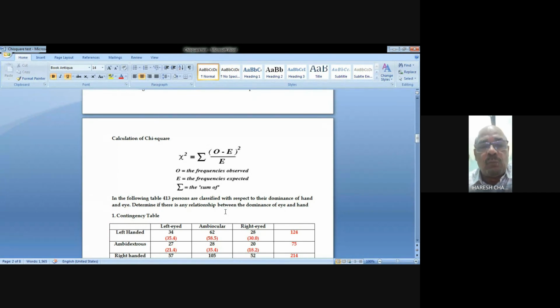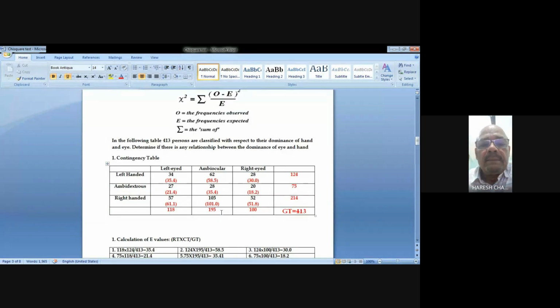Supposing this is an issue, we can call them a group. Those who are dominant in left eye, we can call them left-eyed. Those who are dominant in right eye, we can call them right-eyed. And those who are dominant in both eyes, we can call them ambiocular. Right-eyed, left-eyed, ambiocular. I hope you are understanding the design of this. Any problem you can ask.